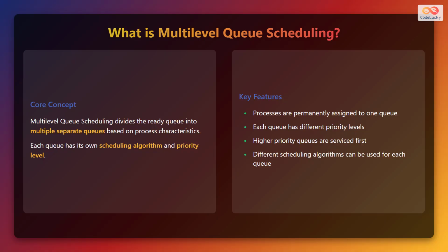The core concept behind multilevel queue scheduling is dividing the ready queue into multiple separate queues based on process characteristics. Each of these queues has its own scheduling algorithm and a specific priority level. Some of the key features include: processes are permanently assigned to one queue. Each queue operates at different priority levels. Higher priority queues receive service before lower priority ones. And finally, different scheduling algorithms can be applied to each queue.